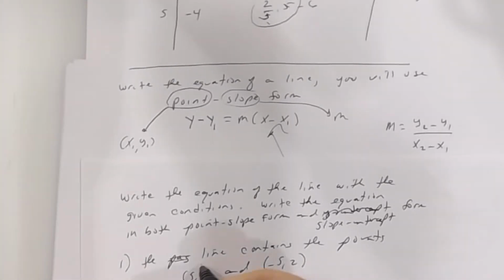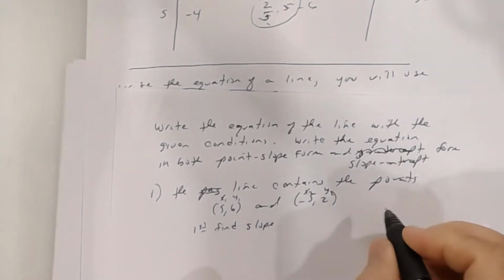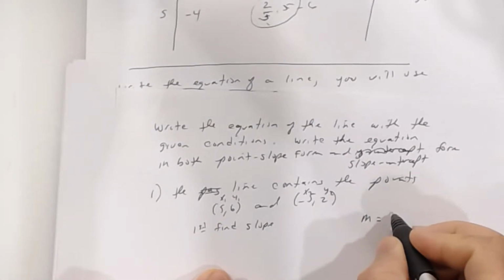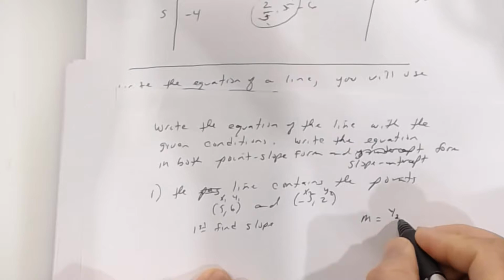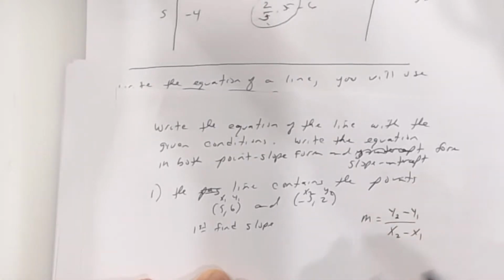Now remember, in finding the slope, you may want to write this as x1, y1, x2, y2. What's the slope formula? Y's, rise over run, so your y's are in the numerator. Y2 minus y1 divided by x2 minus x1. And then you just substitute. So first, find the slope.